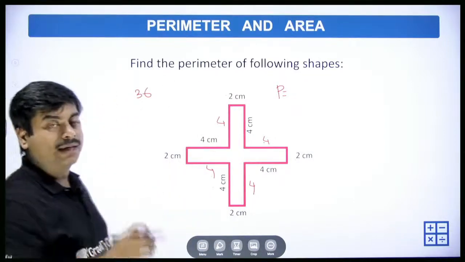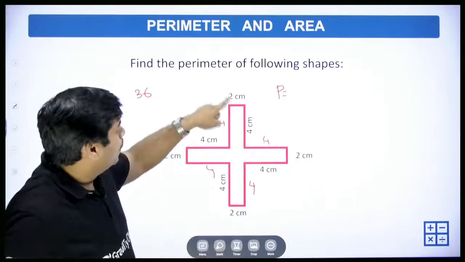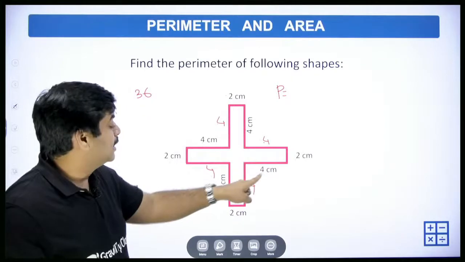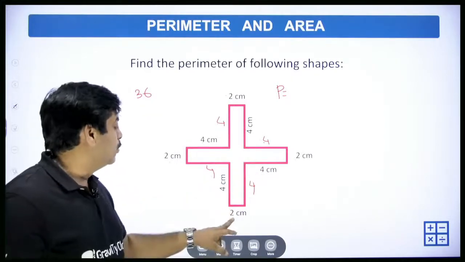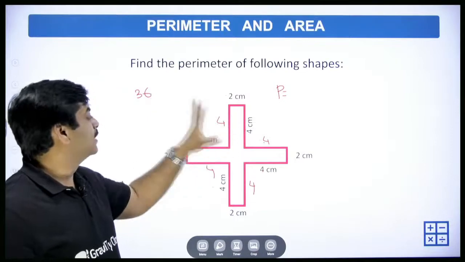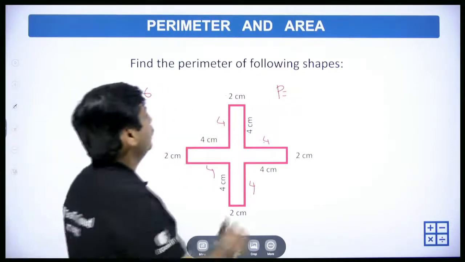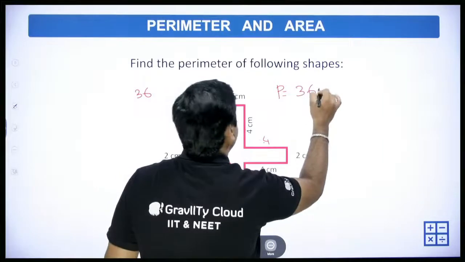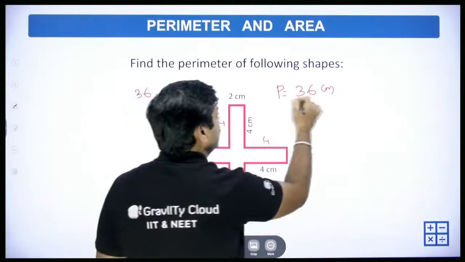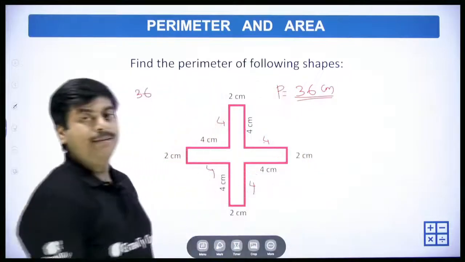Once again, let's try to understand that. 2 plus 4, 6, 6 plus 4, 10, 10 plus 2, 12, 12 plus 4, 16, 16 plus 4, 20, 22, 26, 28, and 32 plus this 4, 36. So the total perimeter of the given figure is 36 centimeters. It was given here in centimeters, so that will give you 36 centimeters.